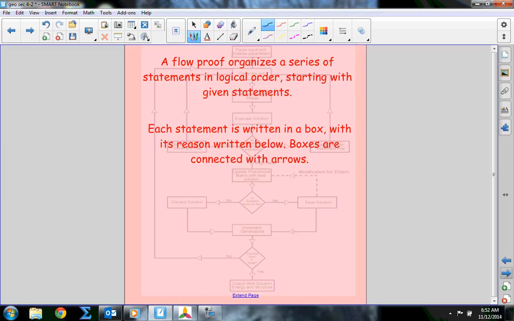Remember how in two-column proofs I like to write my given and then what I learn, my given and then what I learn? This is kind of the same idea. It links logically related statements together with arrows.